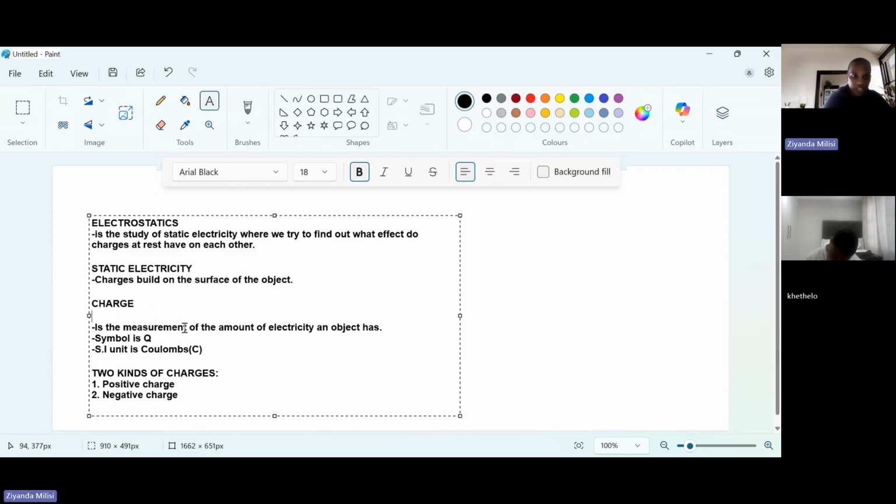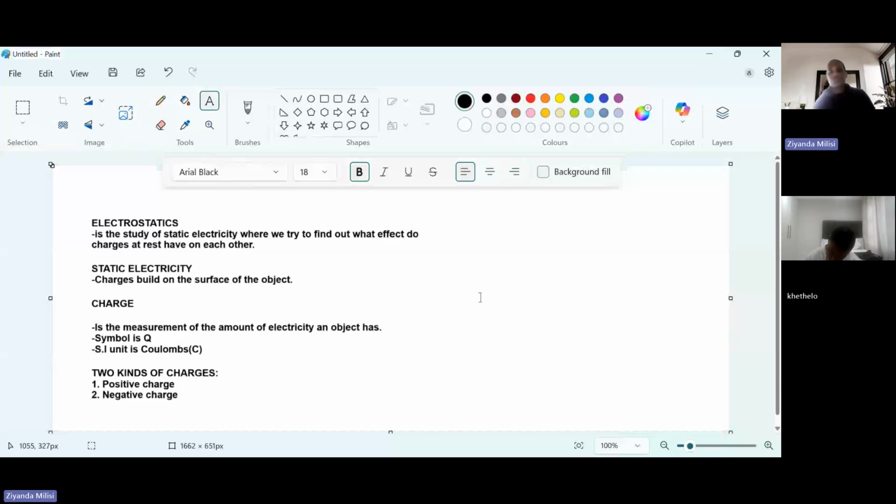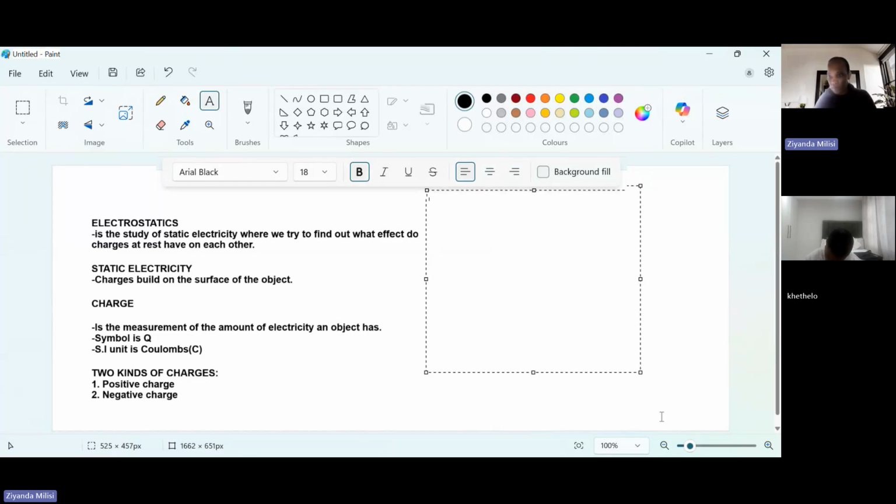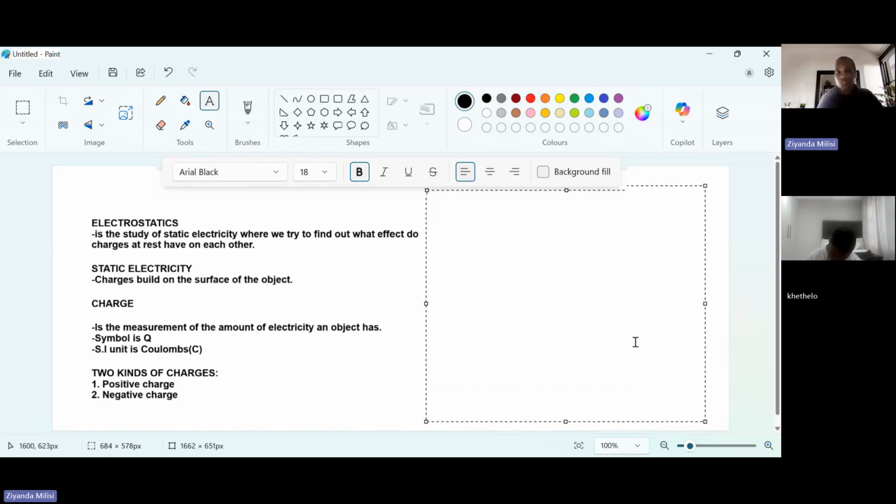So this is the charge, and we've looked at the two kinds of charges that we have: a positive charge and a negative charge. So we are also going to look at these two charges now. We're gonna unpack them. When does a positive charge form? When does a negative charge form? So let us look now at a positive charge.